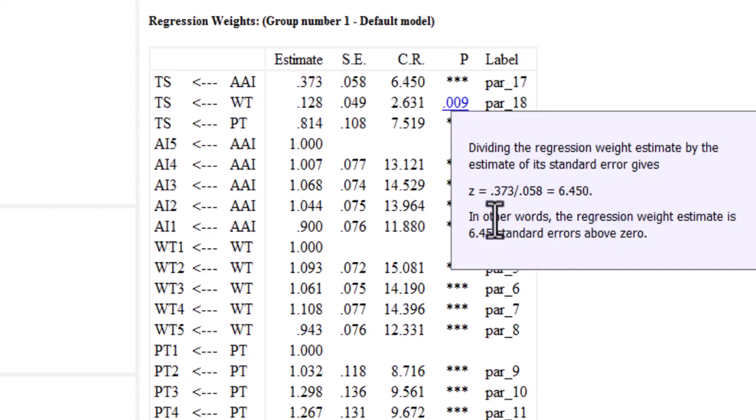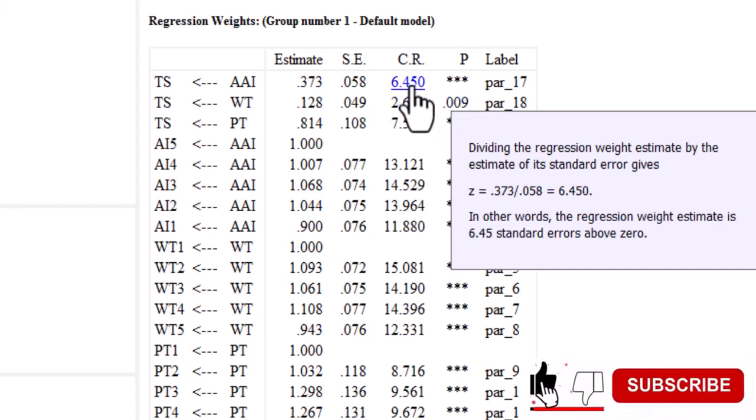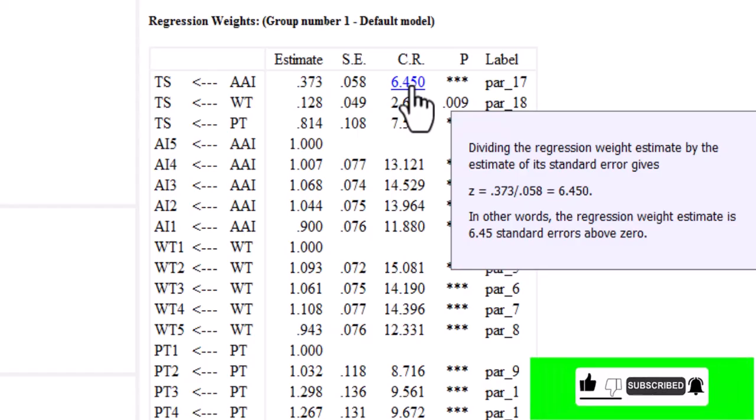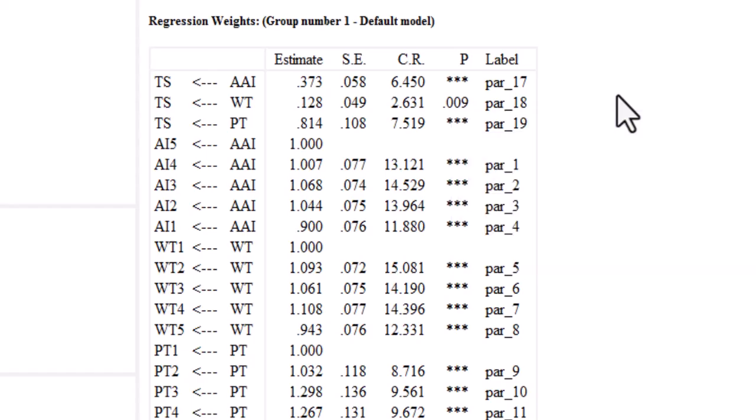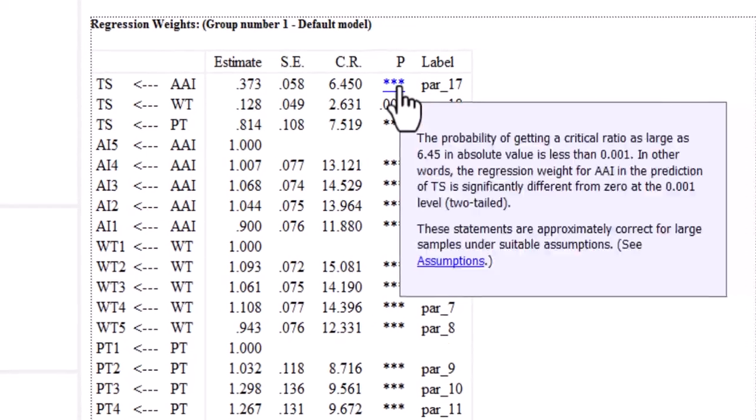So in other words, the regression weight estimate is 6.45 standard errors above 0. And the third one that we should check is the p-value. The p-value tells us the significance.